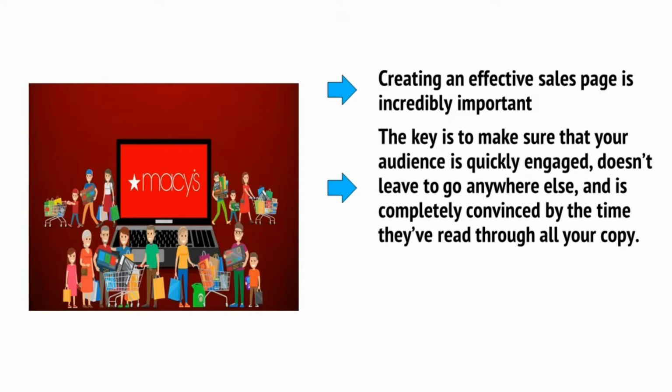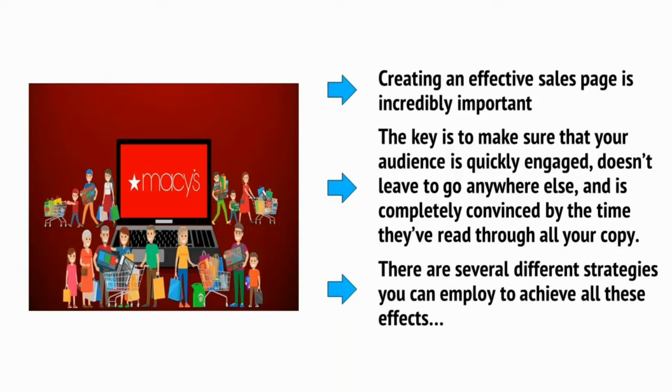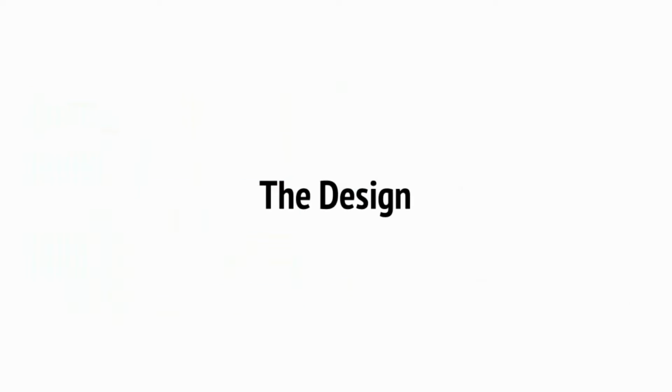The key is to make sure that your audience is quickly engaged, doesn't leave to go anywhere else, and is completely convinced by the time that they've read through all your copy. There are several different strategies you can employ to achieve all these effects. The design of your sales page should be such that there are no distractions. That means no links to other pages on your site, and certainly no advertising or links to other sites. It should be long and narrow so that all the user can do is scroll down the page and engage further and further with your content.